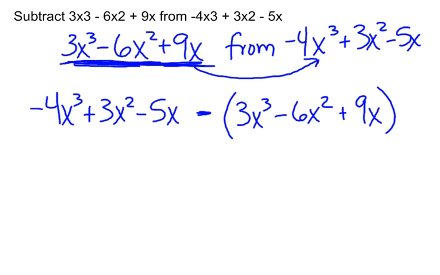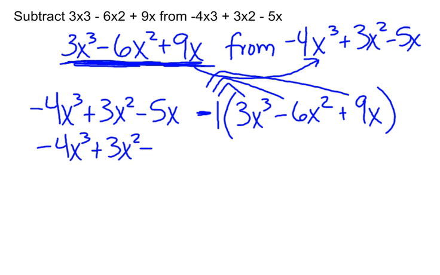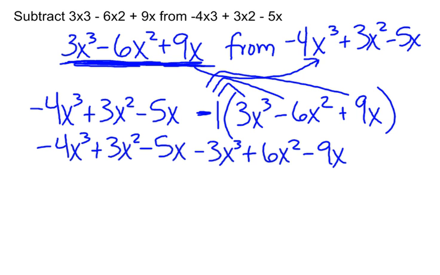Now, once again, just like the last problem, because I've got minus and then parentheses, there's an understood 1. So I'm going to have to distribute all of this. And I'll rewrite this, and we get negative 4x to the third plus 3x squared minus 5x. And then when we do our distributive property, we get negative 3x to the third. Negative 1 times negative 6 is positive 6x squared. And negative 1 times positive 9 is negative 9x.